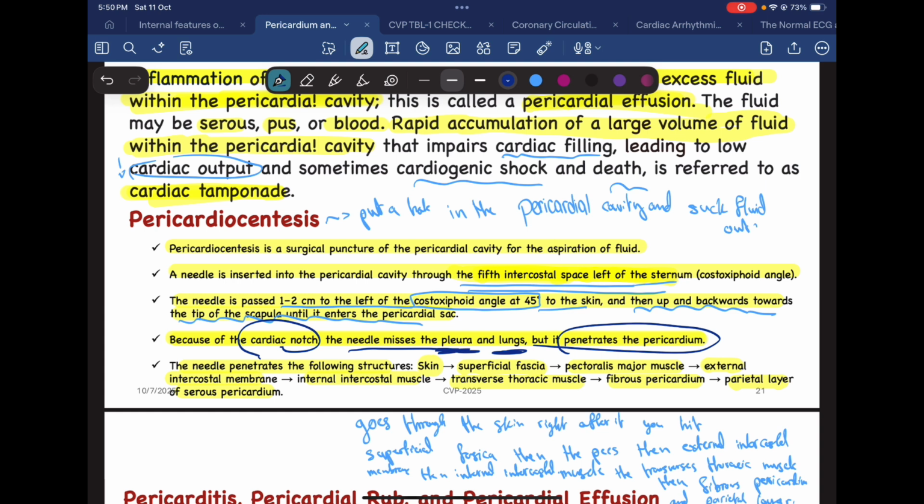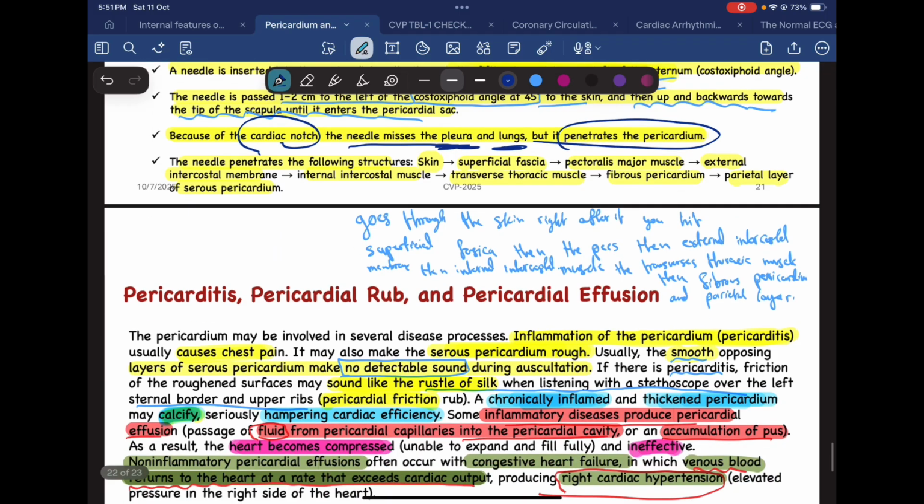Behind that internal intercostal muscle, what do you have? You have the thoracic cavity. So the muscle there would be the transverse thoracic muscle. Right under that thoracic muscle, you'd finally enter the fibrous pericardium. And what's under the fibrous pericardium? The layer that we're targeting, which is the parietal layer of the serous pericardium.